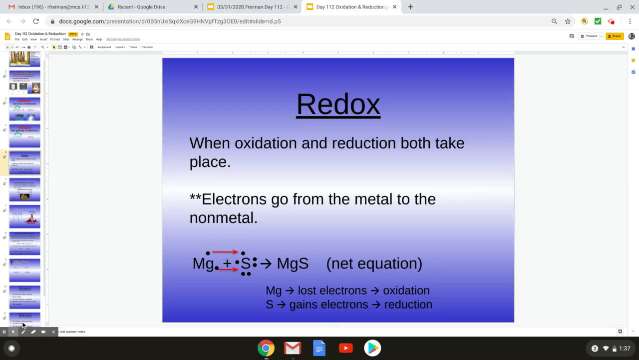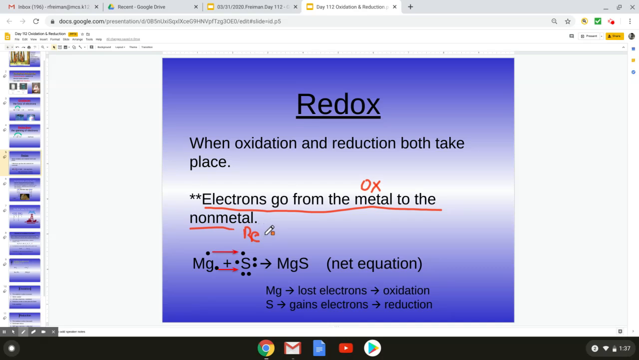Now, the most important thing here, and what you really need to get for your notes, is electrons go from the metal to the nonmetal. So the metal is always going to be the thing that oxidizes. So that's the thing that gives up its electrons. And the nonmetal is always going to be the thing that reduces. That's the thing that gains electrons.